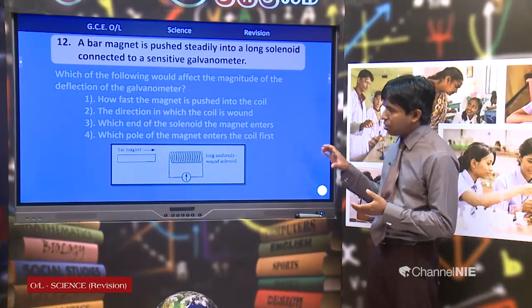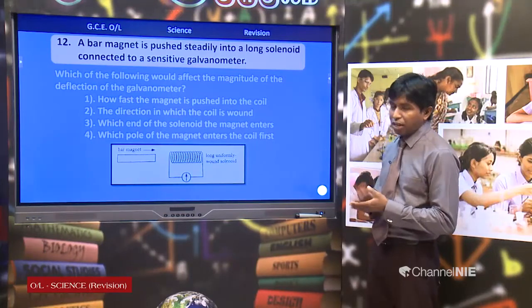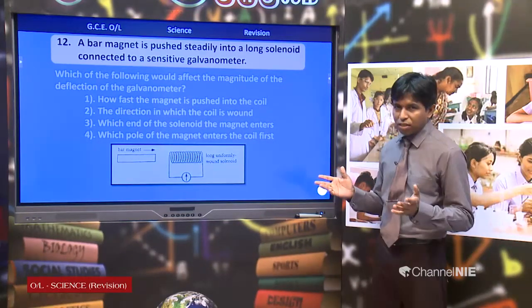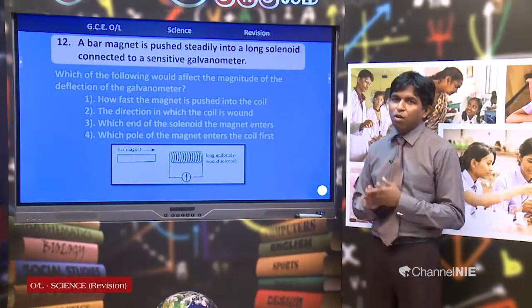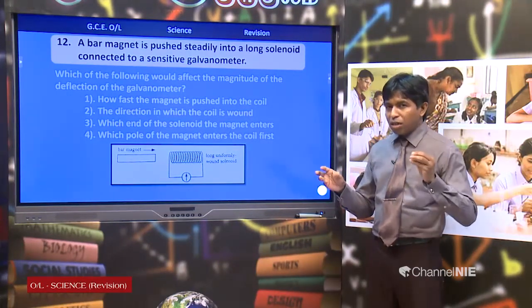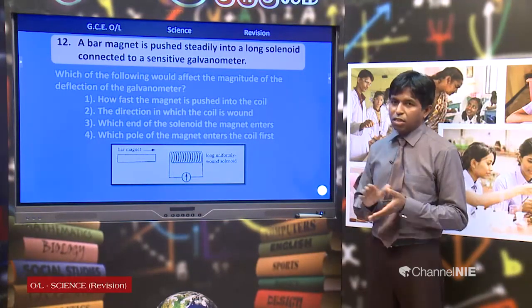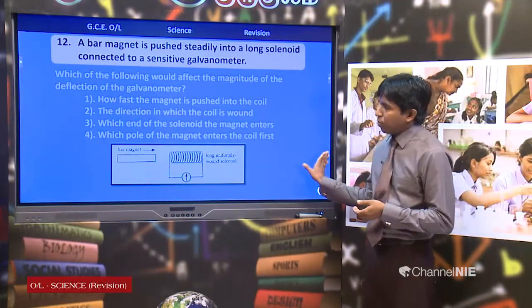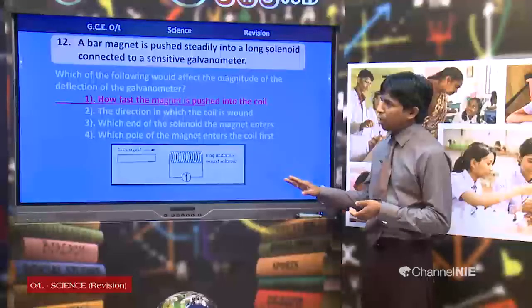When you move the magnet fast, there will be more deflection of the galvanometer. If you move the magnet slowly, there will be less deflection. If you do not move the magnet, no deflection. Therefore, the main requirement is that there must be relative motion between the magnet and the coil. If you keep both magnet and coil at rest, no current. If you move the magnet towards the coil which is at rest, or the coil towards the magnet which is at rest, electricity is produced. So, the answer is the first one, but the other three are not related to the magnitude of the deflection of the galvanometer. Let us move to question number 13.